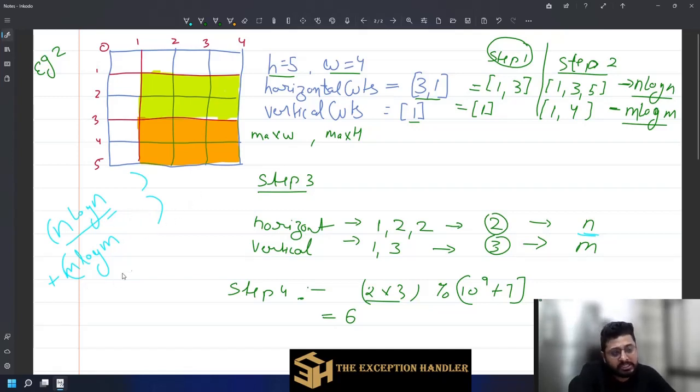Now this is my time complexity, which is n log n plus m log m. Again, the final time complexity would be the maximum of these two. So the time complexity of my code is big O n log n.